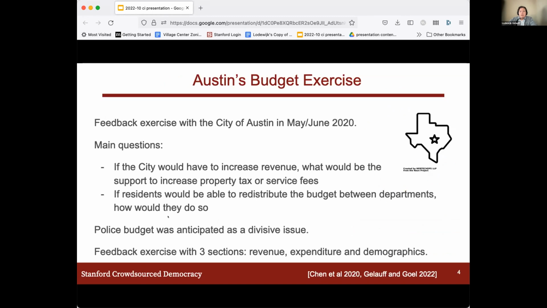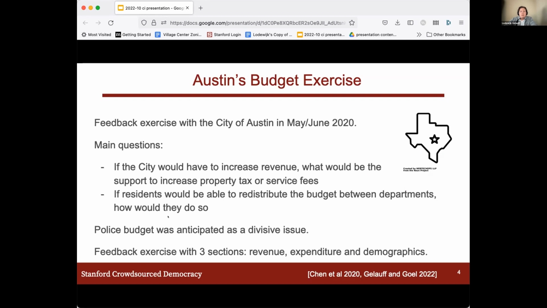A second example is based on the paper that we presented a few weeks ago at AMO, which is a feedback exercise that we did with the city of Austin in 2020. We had two main questions that we wanted to answer in this exercise. The first was, if the city had to increase their revenue, and they had a few different knobs to turn, which of these revenue sources would get the most support to see an increase? For example, property tax or various service fees.